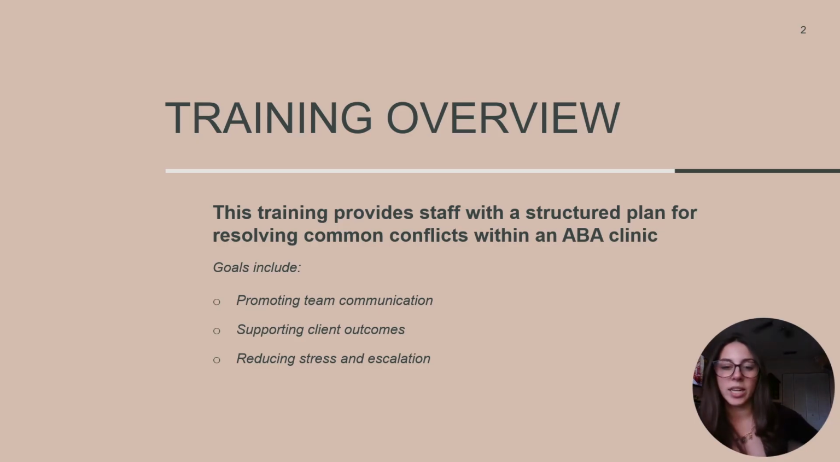All right, so our training overview. Conflicts are going to happen. In our line of work, we're constantly juggling treatment plans, team dynamics, and family interactions. So this plan is going to give us a clear and structured way to respond when something feels off or tension is building. By using the plan, we're not just getting through conflict, but we're using it to strengthen our communication and improve client outcomes.